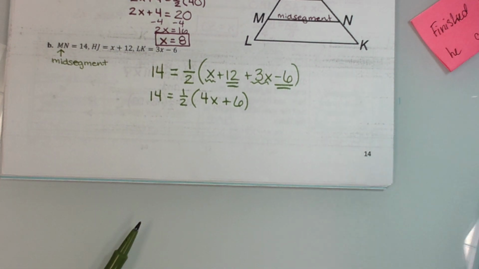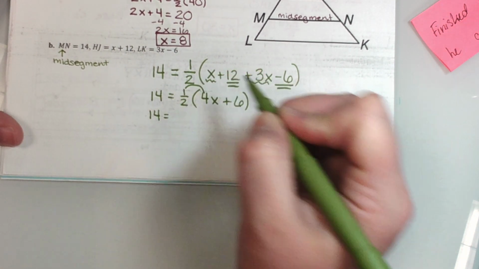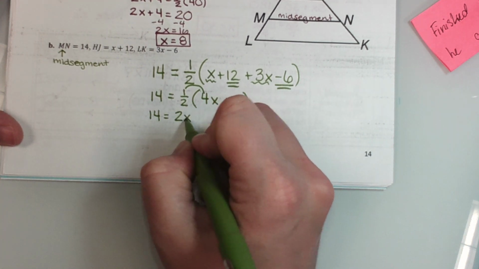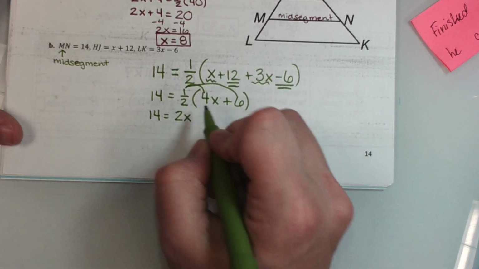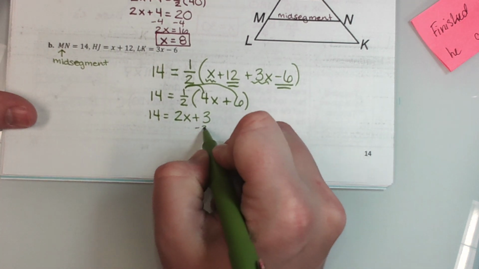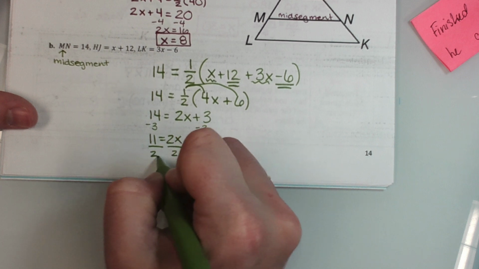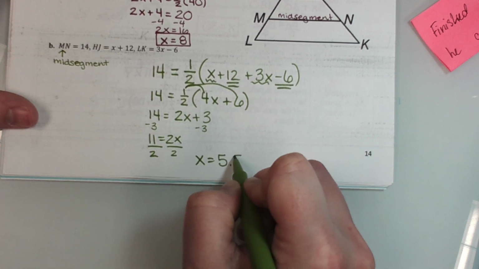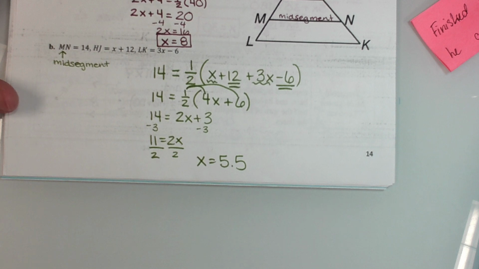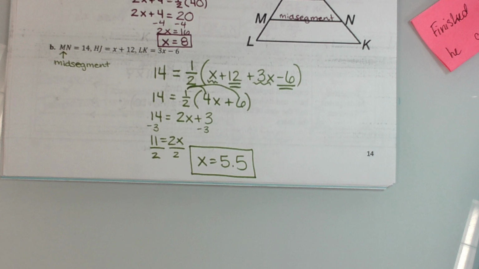Jada, what should I do now? Distribute the 1/2. In other words, multiply the 1/2 through. Half of 4x, 2x. Half of 6, 3. 14 equals 2x plus 3. Now this is the type of solving we tend to like to do. Subtract the 3. 11 equals 2x and divide by 2. X is equal to 5.5. Is that what the question wanted me to solve for? I think so. Yes, it said find x. If it asked me to solve for one of the side lengths, could we plug it back in? Yes.